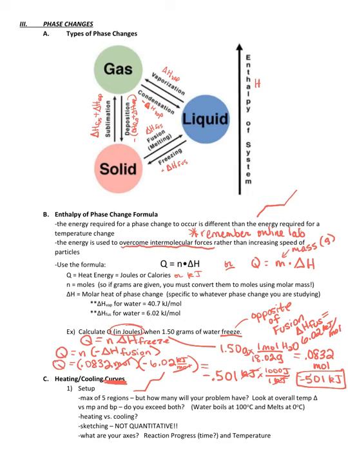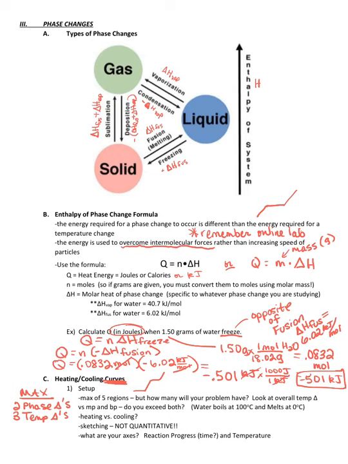When we set them up, understand you're going to have a maximum of only 5 regions. Why? Well, because we can only have a max of 2 phase changes and 3 temperature changes. That's the maximum you can have in a heating cooling curve.